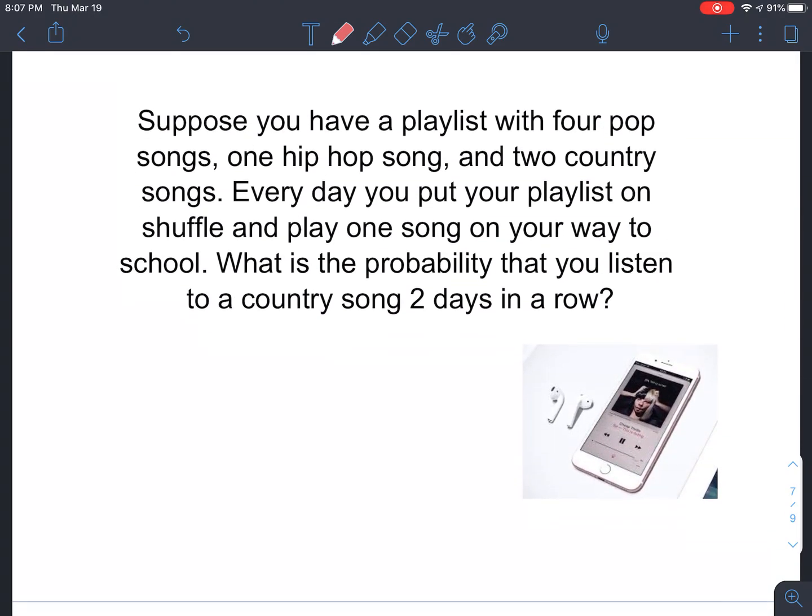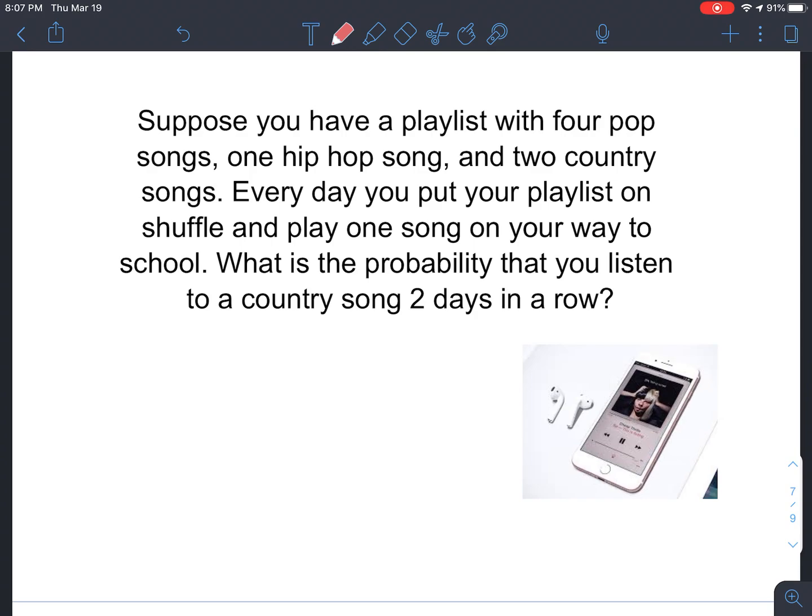So I'm going to ask that you pause the video and attempt this question. It's asking you, if you have a playlist with 4 pop songs, 1 hip-hop song, and 2 country songs, and every day you put your playlist on shuffle and play 1 song at random on your way to school, what is the probability that you listen to a country song 2 days in a row?